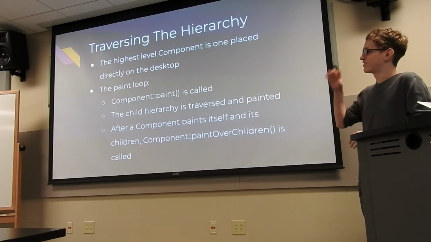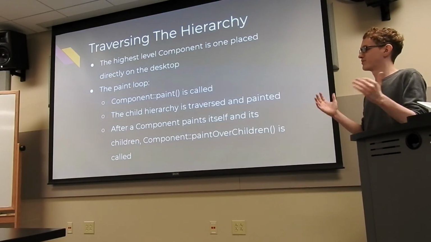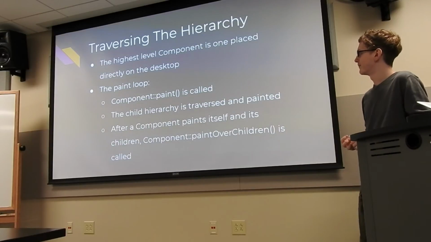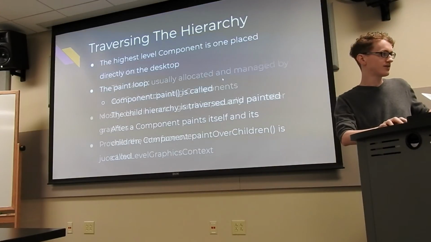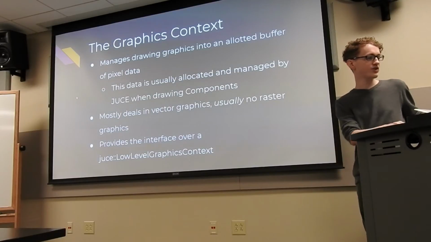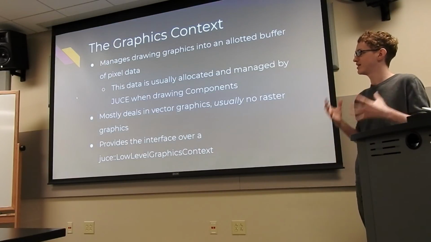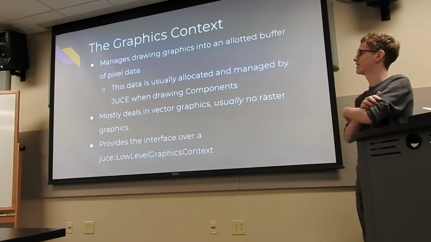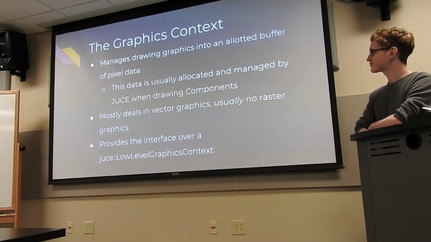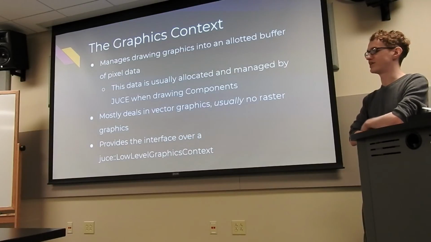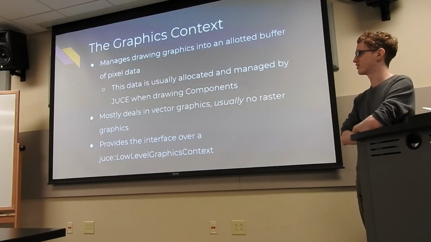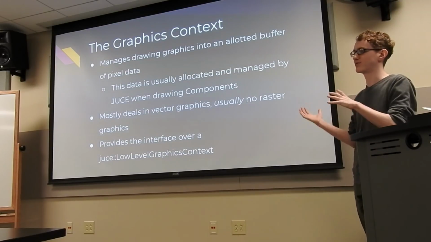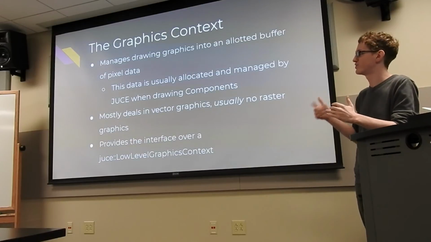So, as I mentioned before, we go to the highest level one, usually a window or something that's full screen or on the desktop. Paint gets called, traverses all the children, and paints over them if it needs to. So that was kind of going through. So what actually handles the buffer of pixel data that I mentioned before is the graphics context. When JUCE is ready to start drawing your user interface, it will allocate some chunk of pixel data large enough to hold all of it, or it might even use some buffer that already exists and just reuse it.